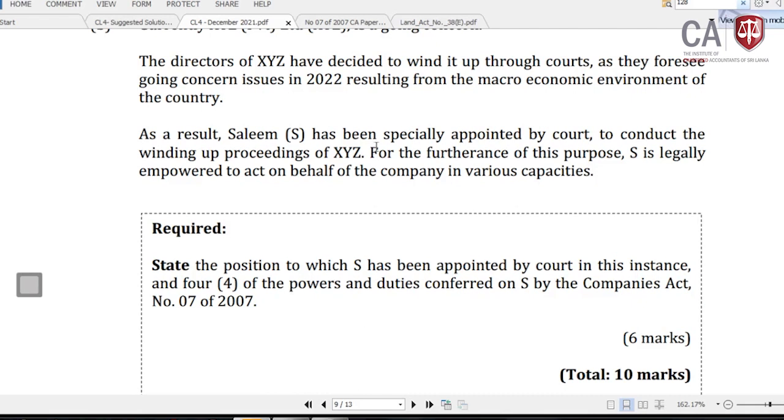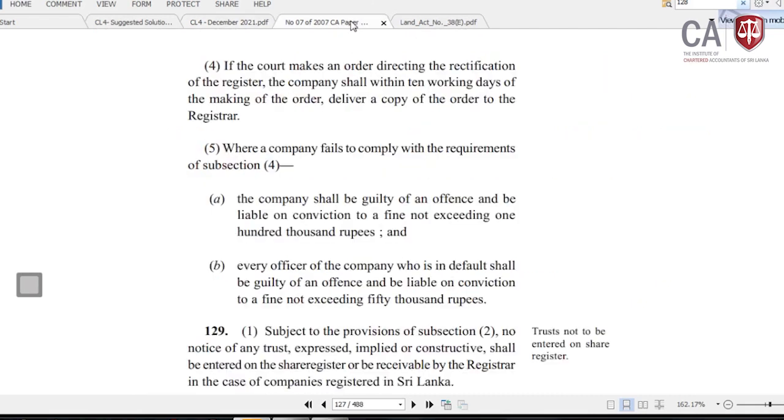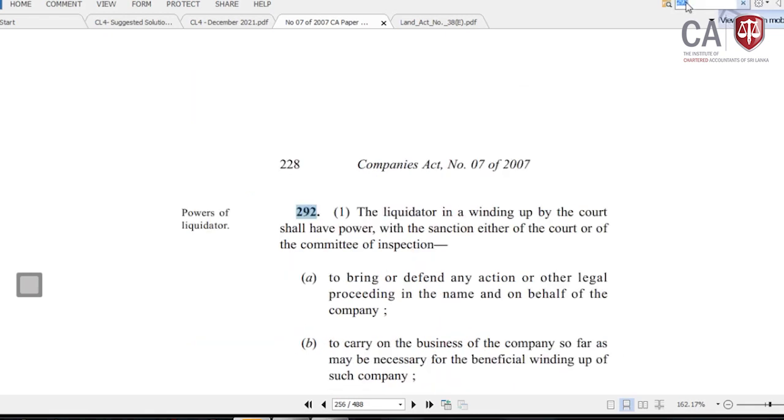You have to state only 4. For that we can refer to the relevant section. I think it's section 292 of the Companies Act. Let's see. Yeah. So, you can see from the table of contents, if you are familiar with it, straight away you can figure it out. Section 292 explains the powers of liquidator. What are the powers? The liquidator in winding up by the court.